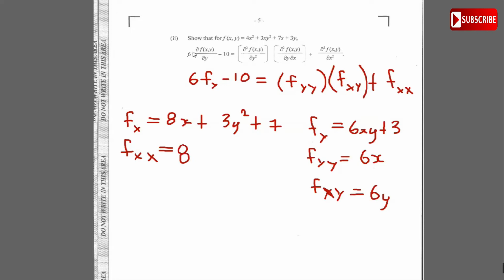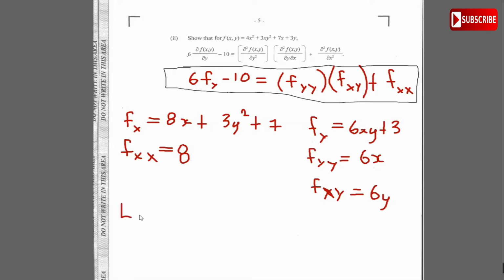All right, good. So now we need to prove this. Remember, this is what we're trying to prove. This statement right here. So first thing I'm going to do is start out with my left-hand side. My left-hand side is equal to 6fy minus 10. So if I have 6fy minus 10 on my left-hand side, let's go ahead and work that out.